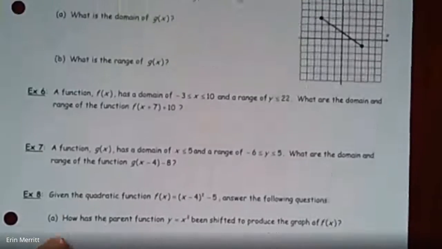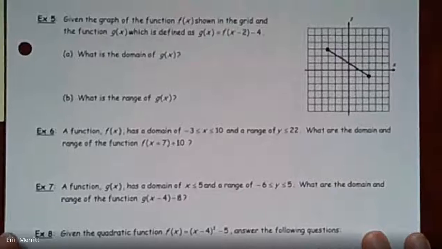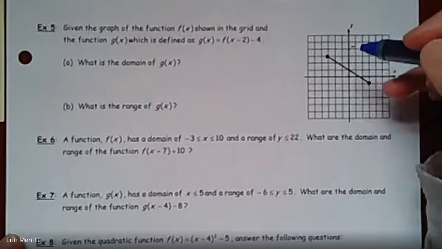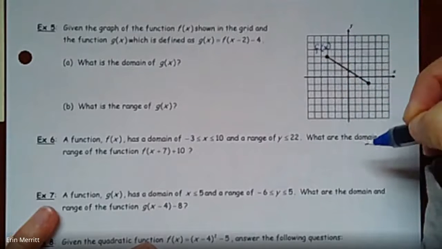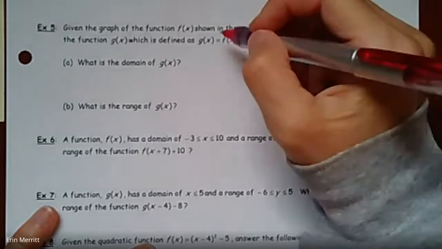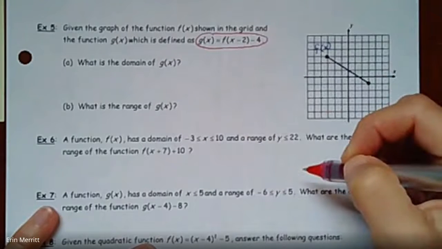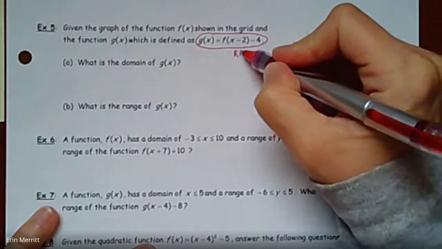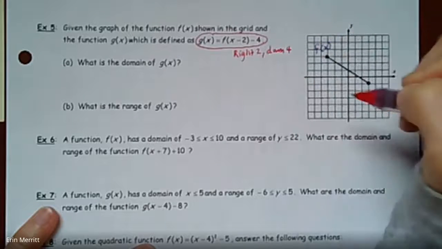And here, these are going to go back and test a little bit about what we know in terms of domain and range. So this first one says, given the graph of the function f of x, so it's just this little line segment here on the grid, and the function g of x, which is defined as g of x equals f of x minus 2 and then minus 4. So really quick note to self, I think this means we're going right 2, we're going down 4.